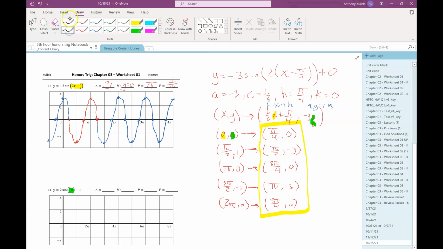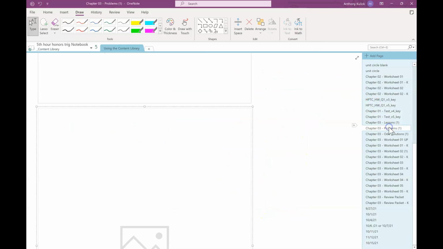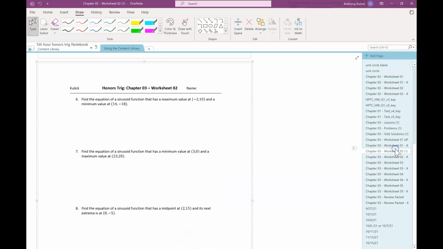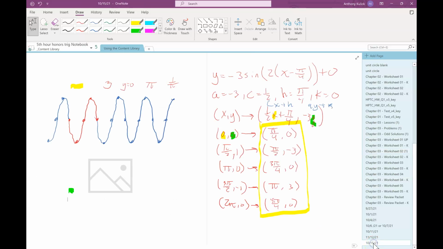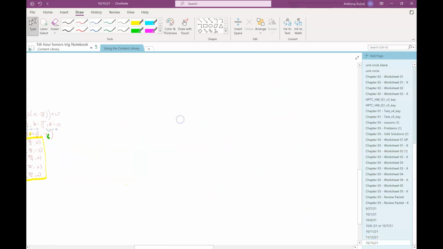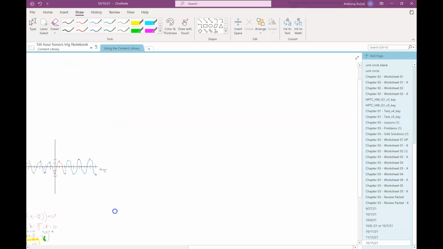Could you do number 5 on worksheet 2 with the sinusoid? Number 5 on worksheet 2. I kind of messed myself up with amplitude.